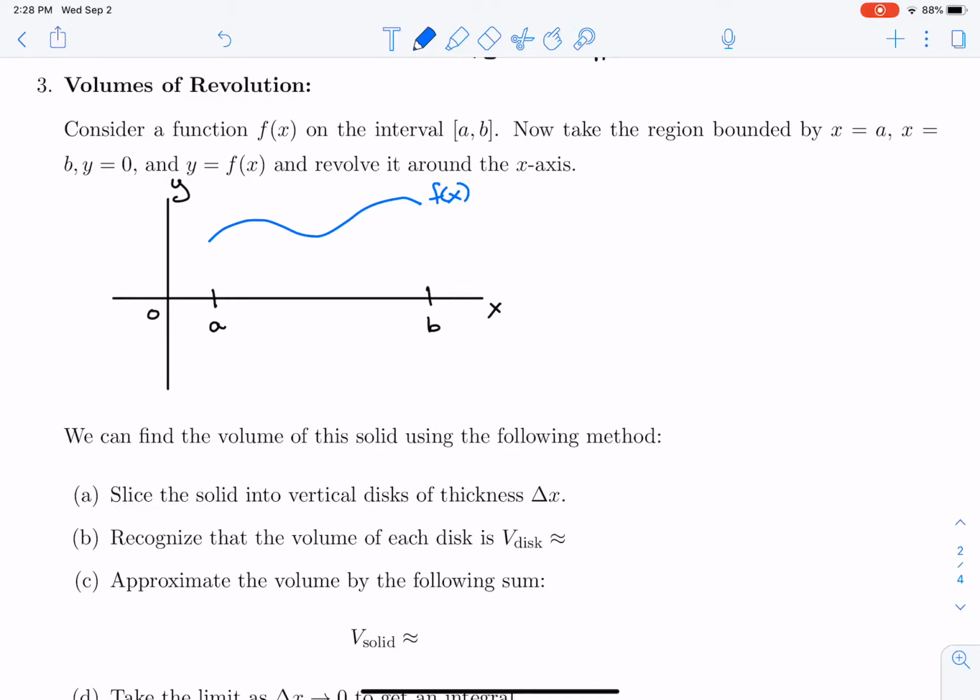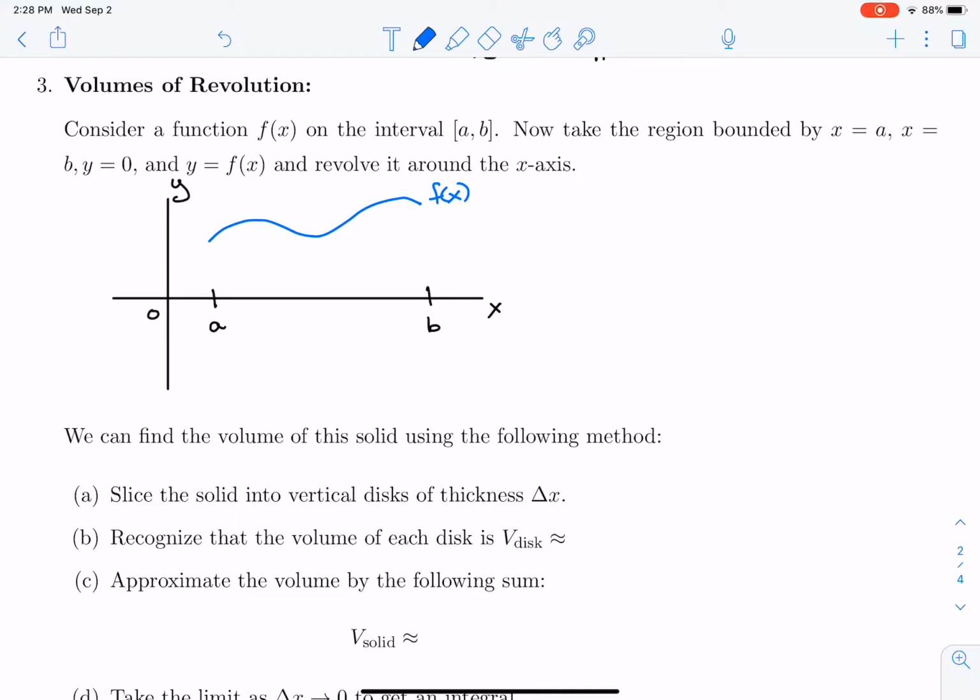In the previous video, I showed you how to find the volume of a solid by slicing. There are some very special volumes called volumes of revolution that involve the same technique. So let's consider a function f of x on the interval from a to b, shown in blue below.